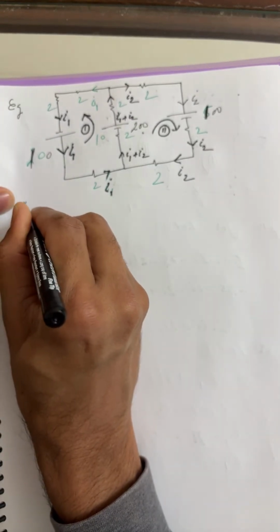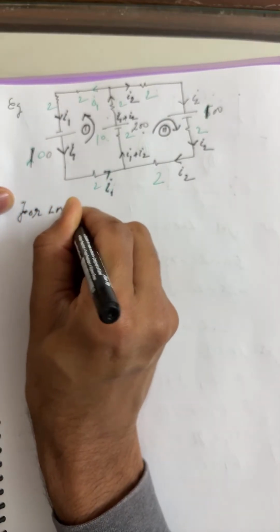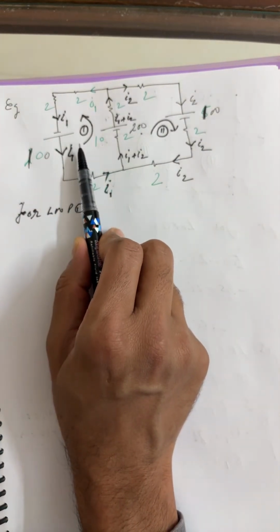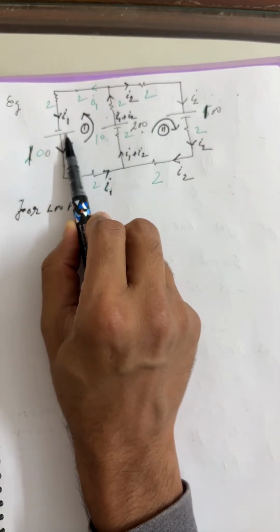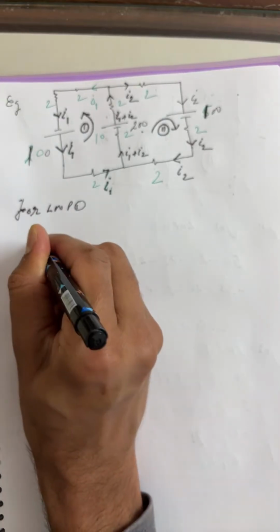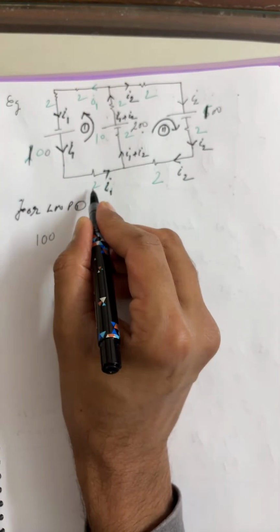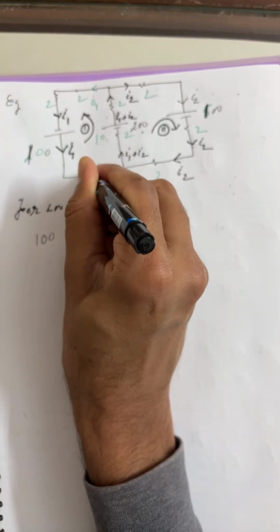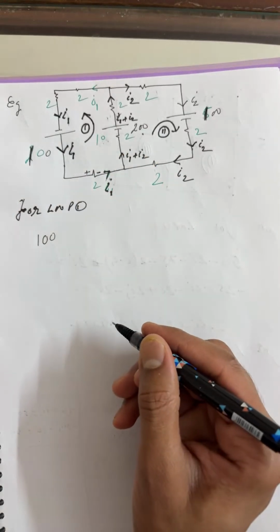For loop 1. Okay, so this is loop 1, beta buddy. If this is loop 1 beta, then what can I say? Beta, minus to plus 100 volt. 100 volt, beta buddy. Then beta here plus to minus. Already I said multiple times, on resistor sign convention according to directions of flow of current.